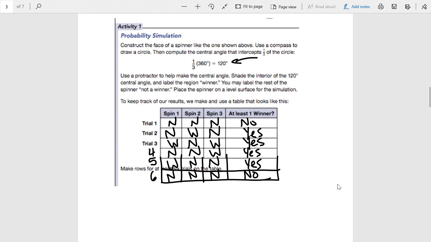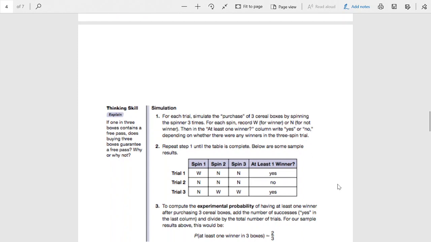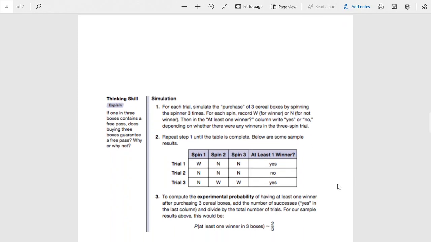All right, so I have completed my experiment here, and you can see that in trials 3, 4, 5, and 6, trials 3, 4 and 5 all had winners within them, but trial 6 did not. So if I were to go on and answer some questions, for each trial, simulate the purchase, that's what we just did. We created our table, good.